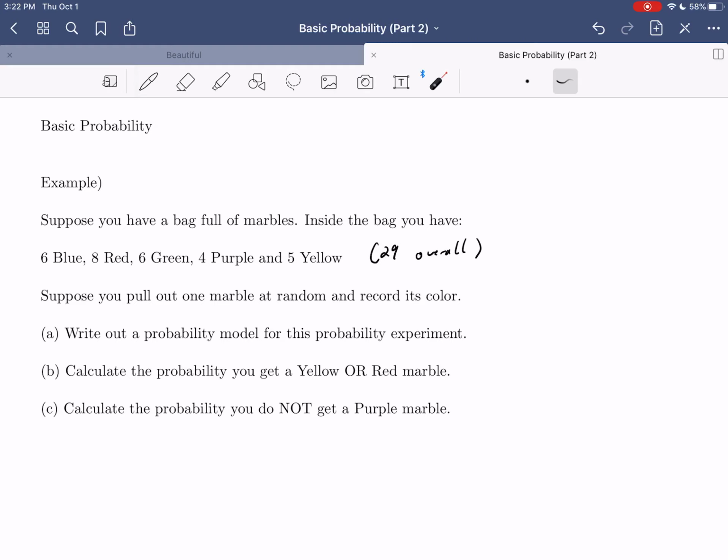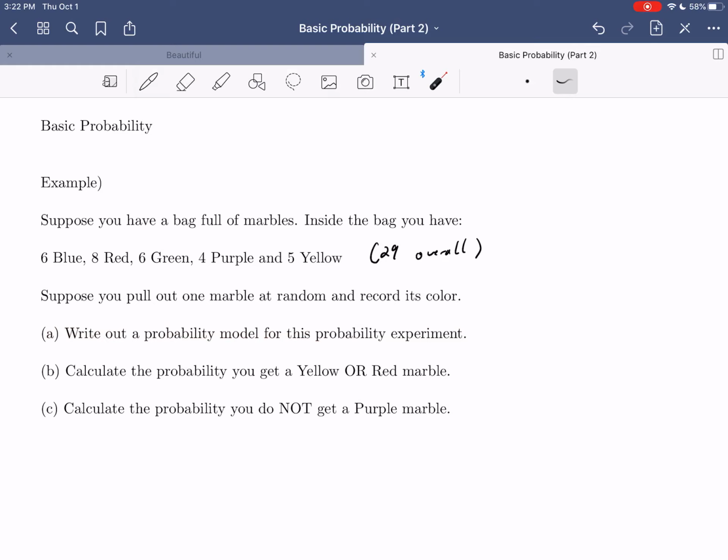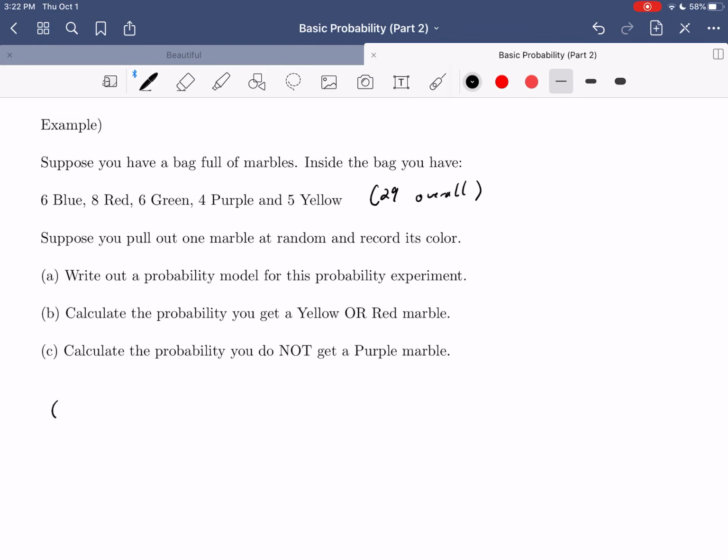So what we want to do is, in part A, we'd like to write out a probability model for this probability experiment. So in other words, we want to list out the outcomes and their associated probabilities. And then in B and C, we'll calculate the probability of a couple events here. So let's go ahead and start with this probability model.